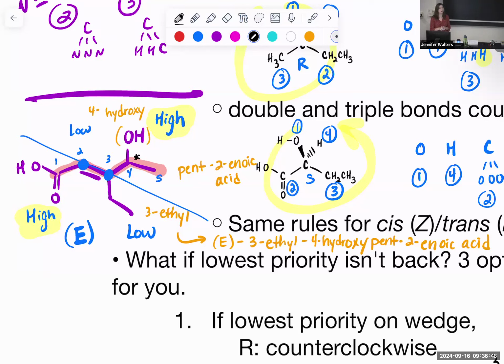Can you assign R or S? You shouldn't be able to. So why can't I assign R or S here?